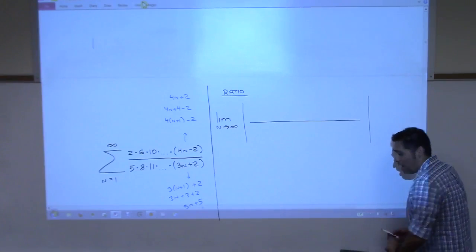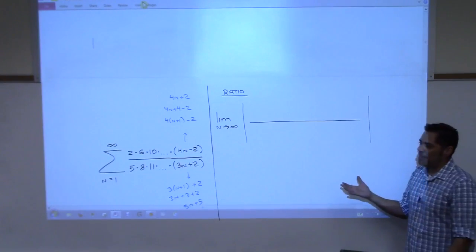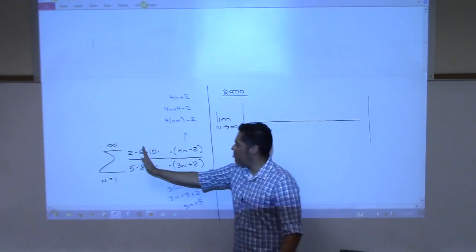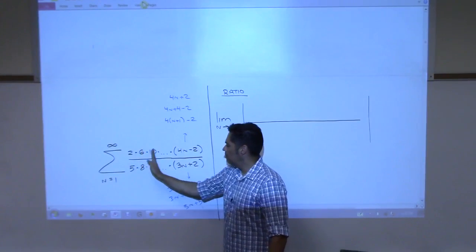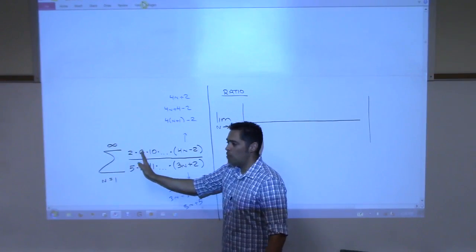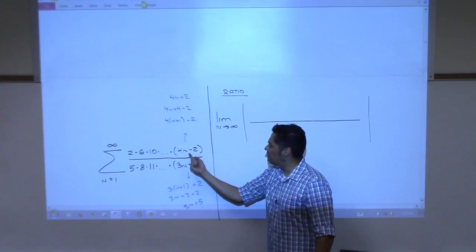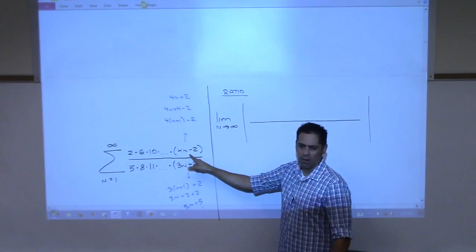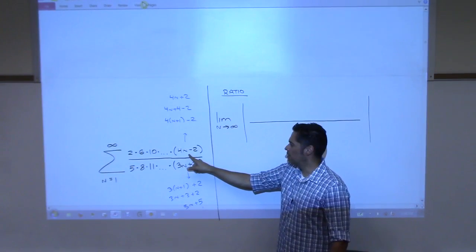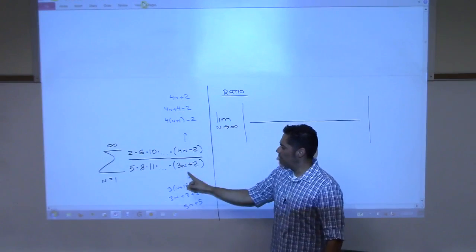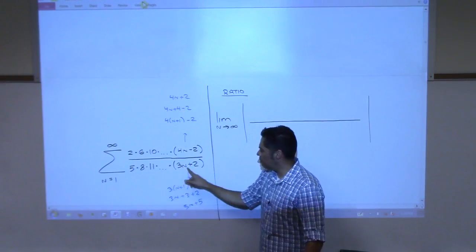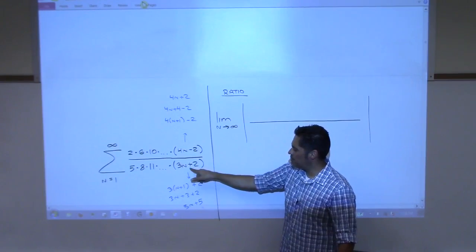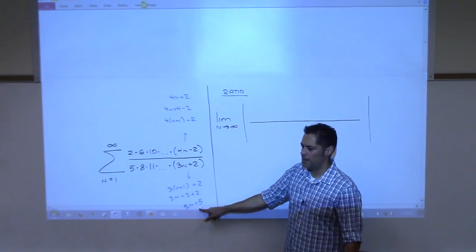Now that's the more complicated way of doing it. If you just think about it, what's happening each time I move out? I just keep adding 4, add 4, add 4. So what would the one right after this one be? This plus 4. What's this plus 4? 4n plus 2. Okay, these are going up by 3, 3, 3. So what's the one right after this one? This plus 3. It's that, right?